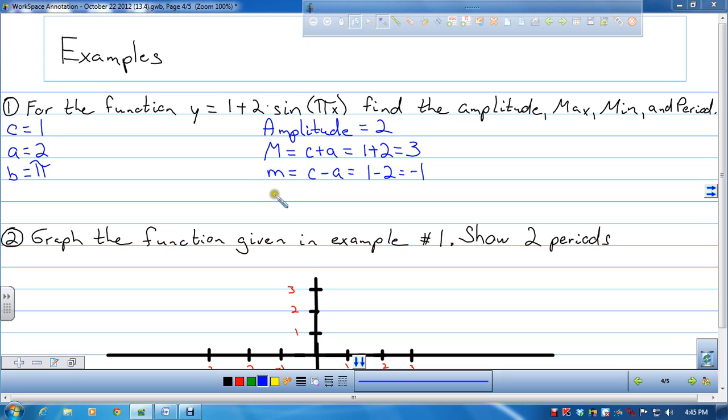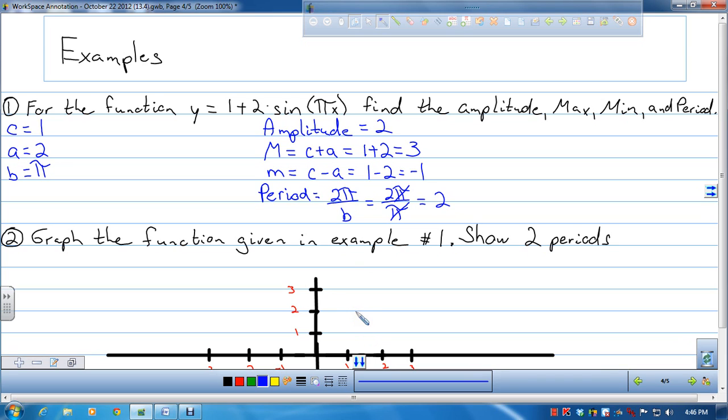Okay, now in addition to those, it wanted us to find the period. So our period is equal to, if you remember from two slides ago, found by taking 2 pi and dividing by b. Well, in this case, that would be 2 pi, and our b was equal to pi, right? So those simplify to 2. Alright.